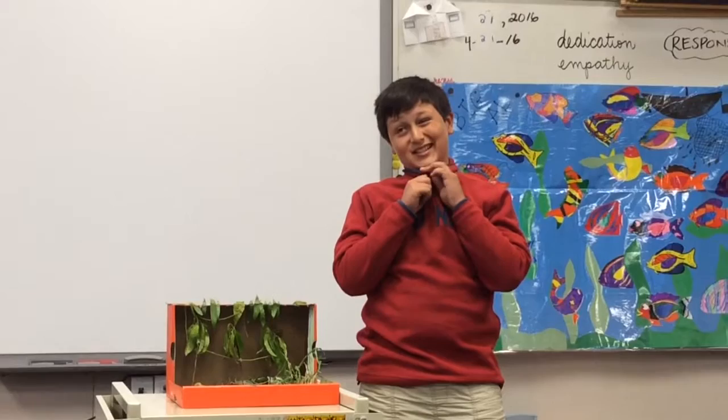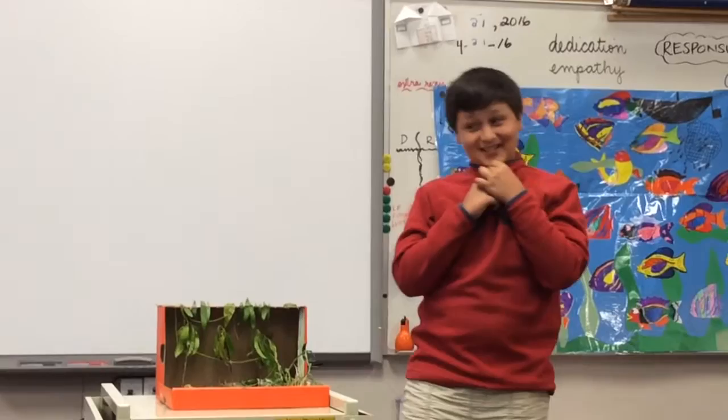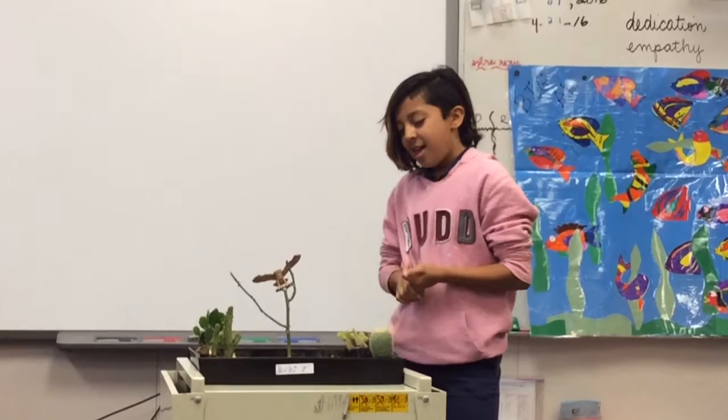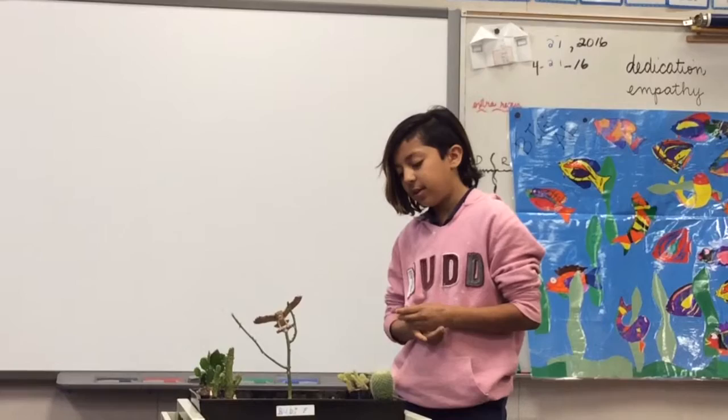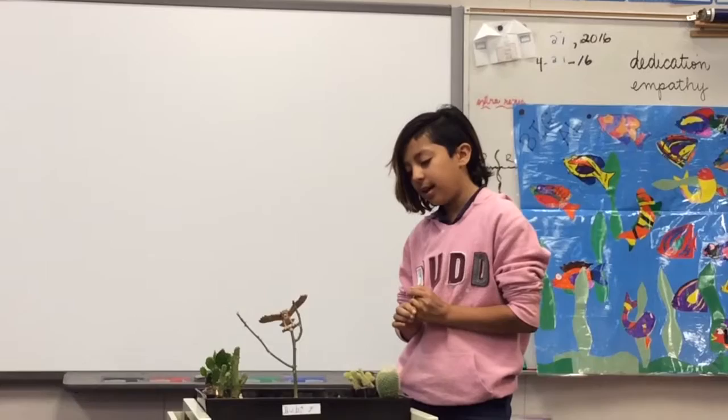I'm done. My name is Ruby Forrest. My ecosystem is the desert. Some animals that live in the desert are snakes, scorpions, and many more.